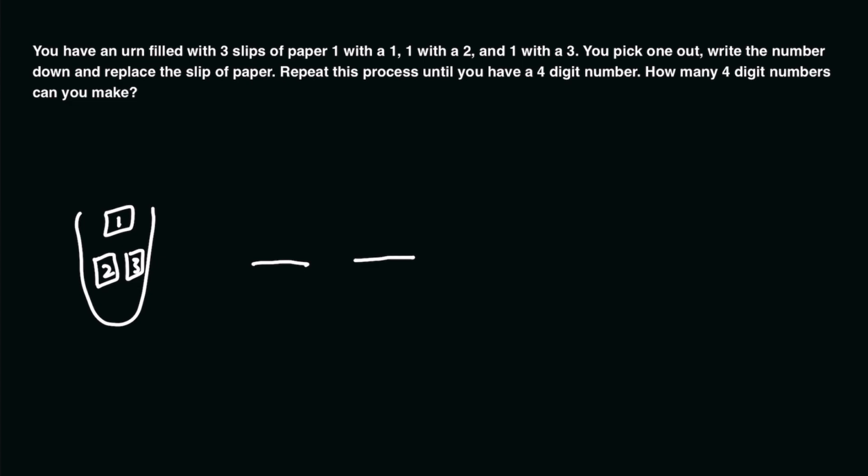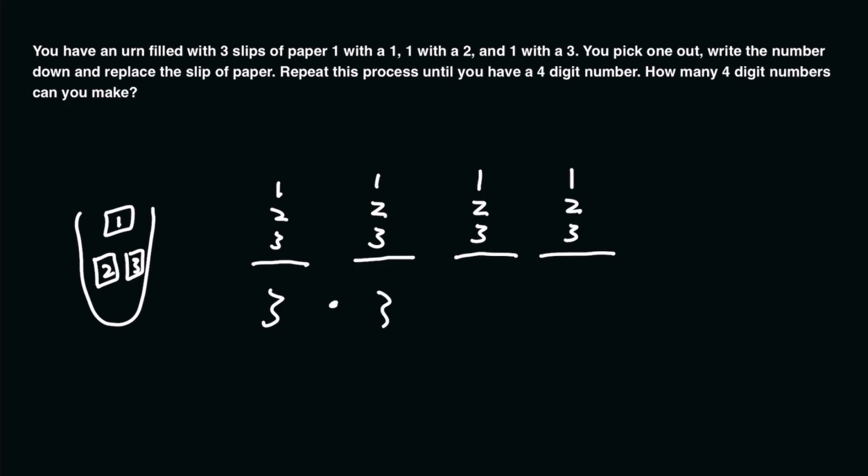We're going to use the same trick for this problem. Pause the video if you want to figure it out. For the first digit, we have a 1, a 2, or a 3. For the second digit, we have the same 1, 2, and 3 as possibilities because we replaced the slip from the first digit. For the third and fourth digits, we have the same possibilities. Thus, our answer is 3 times 3 times 3 times 3 equals 81.